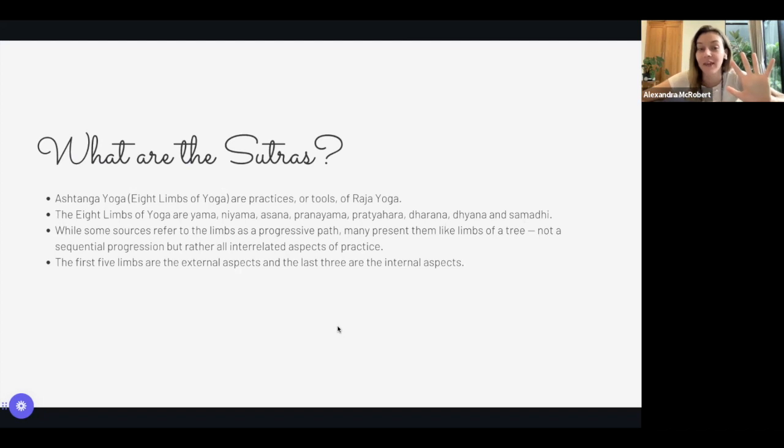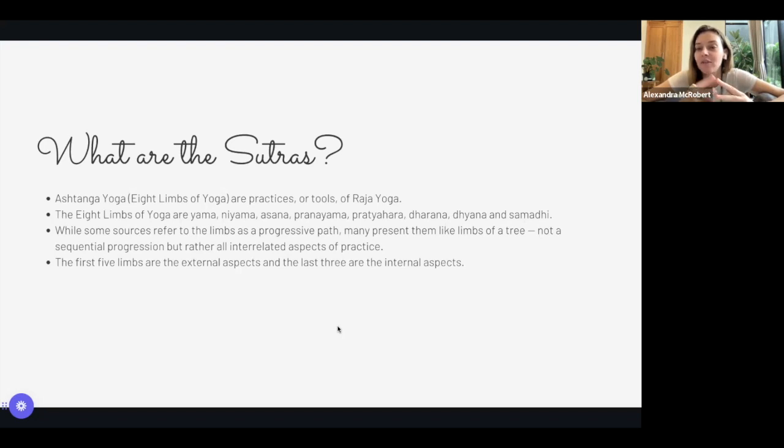The first five limbs are external practices. These are things that you can actively do towards getting to that state of samadhi. And samadhi is basically the yoga word for enlightenment. Samadhi could be equated to nirvana, or getting to that state of bliss or euphoria that so many different spiritual orientations speak about. Samadhi is the yoga word for that. The last three limbs are internal aspects.